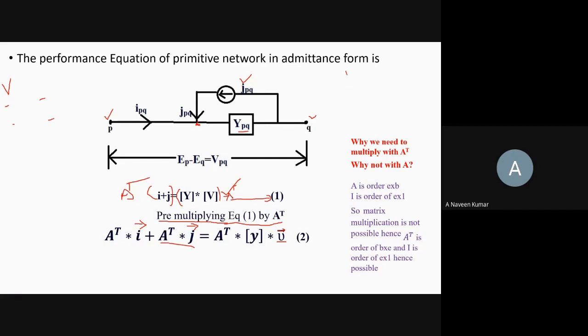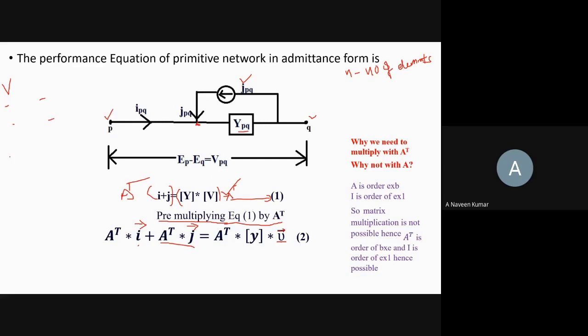N is nothing but the number of elements, or number of transmission lines, or number of unconnected elements. So I is a column matrix, J is also a column matrix, and this small v is also a column matrix. Now the question is, sir, why do we need to multiply with A transpose? Why not multiply with A? What is the necessity to multiply with A or A transpose?